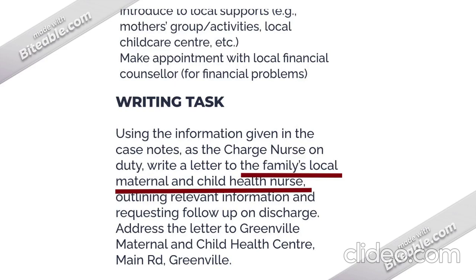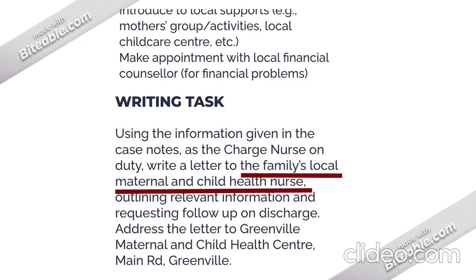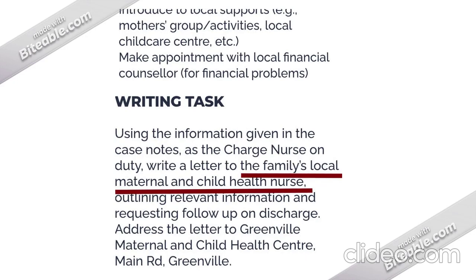Here we have to concentrate according to the priority. The first one, daily Silvadin dressing for the baby. Second one, monitor mother's mental health and introduce to local support. And make an appointment with the local financial counsellor. In this letter, there is not much to think about regarding the recommendation because it's according to the priority. But in some letters, you cannot expect that it will be in order. It will be somewhere else. So you have to organize first with the numbers 1, 2, 3, 4 like that. Then you can start writing.